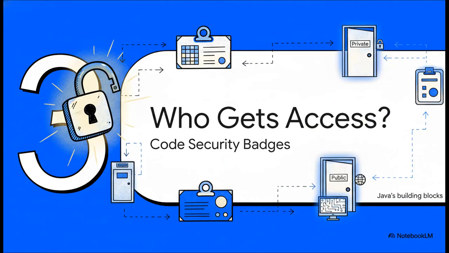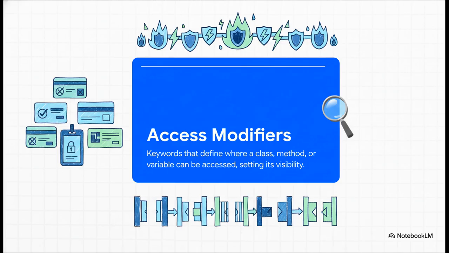So we've already talked a little about private and public, but there's a whole system behind this. The best way to think about them is like security badges. They determine who in your code gets to open which doors. These security badges are officially called access modifiers. They're just keywords you put in front of a class or a variable or a method, and they set the rules. They define the visibility level and are basically the rules of engagement for your entire application.